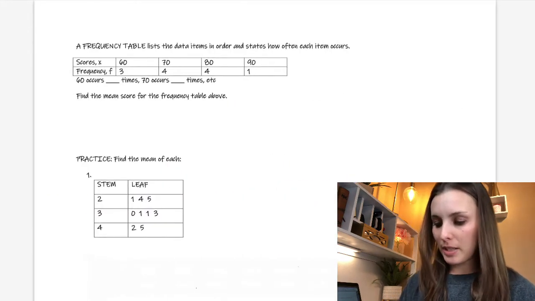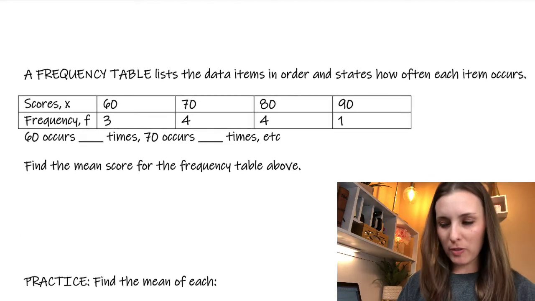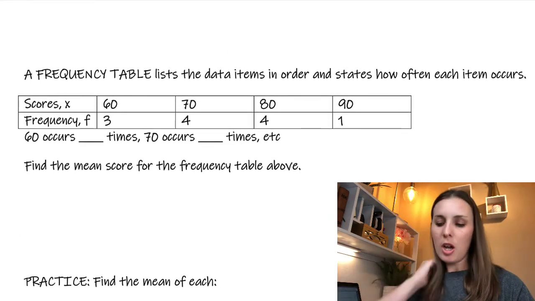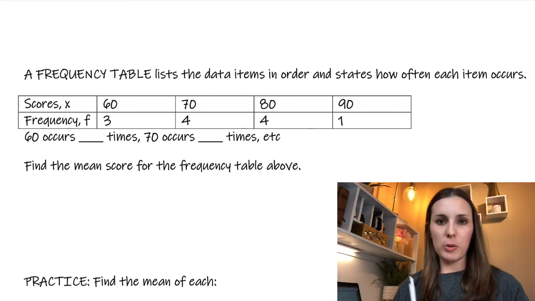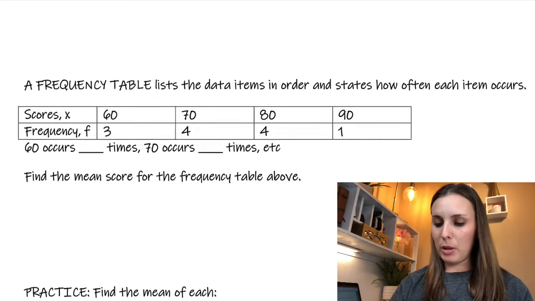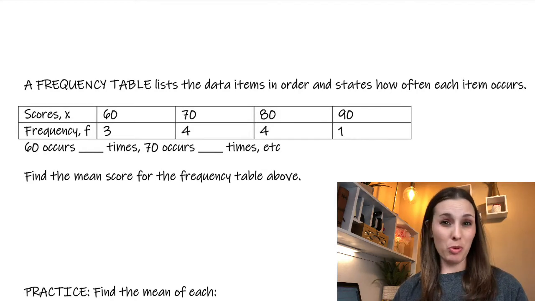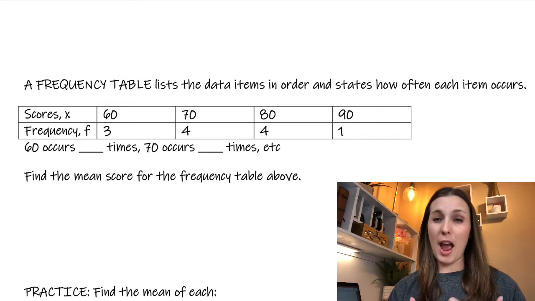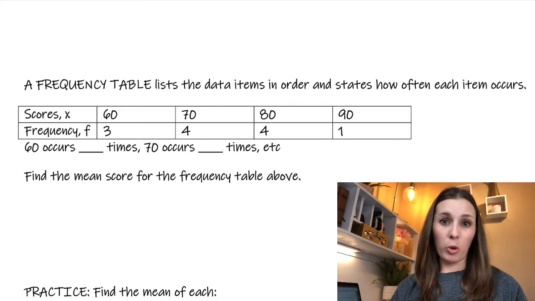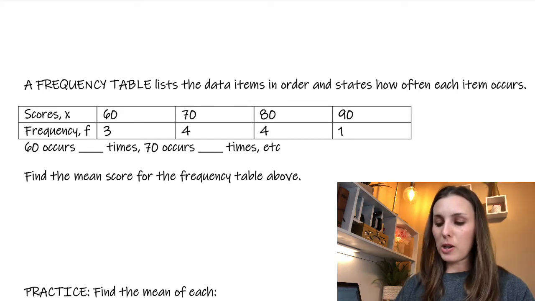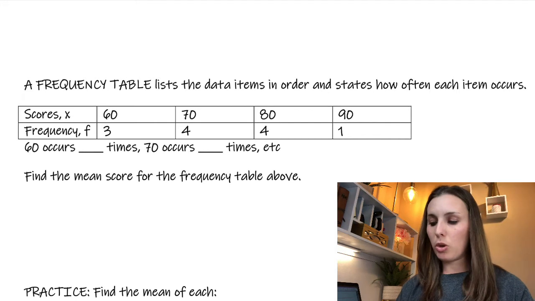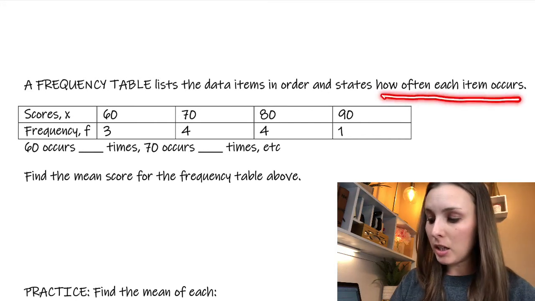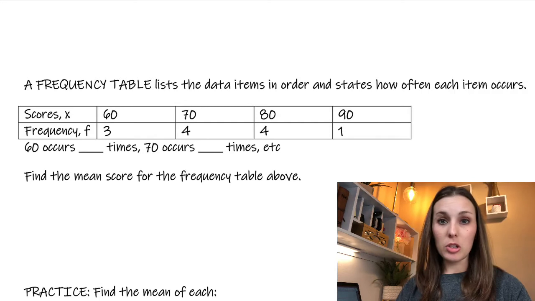Let's just look at a couple examples here. I don't have a whole bunch of examples because it's really pretty straightforward. The reason why I've added in the frequency table and the stem and leaf plot down here is because mean is pretty simple, and I wanted to add in some elements that maybe you haven't seen before or might confuse you in homework or tests or something. So this is a frequency table, and it lists the data items in order and states how often each item occurs. Okay, so it's not to be confused with a data item, all right?